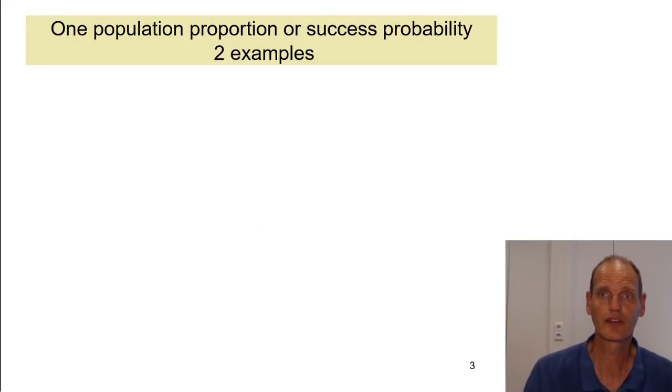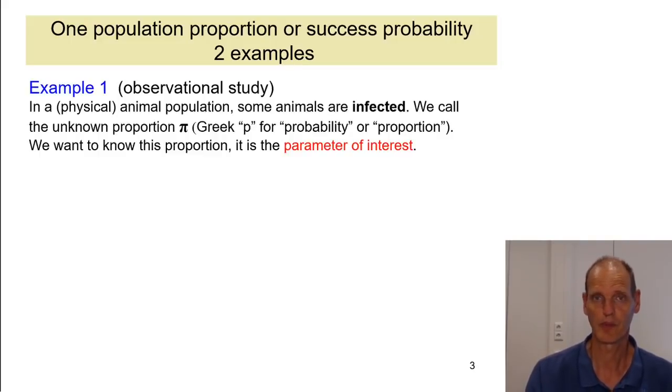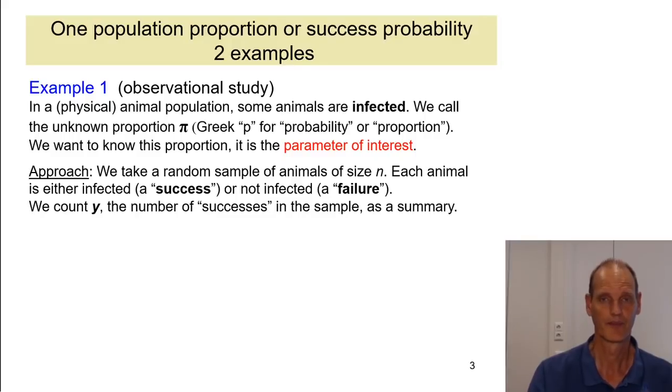Let me first give two examples of the case of one population proportion or success probability. The first is from an observational study. We have a physical animal population, and some animals in that population are infected. There is an unknown proportion of animals infected, and we call that proportion pi. That is a Greek letter P for probability or proportion. We want to know this proportion. That is the parameter of interest.